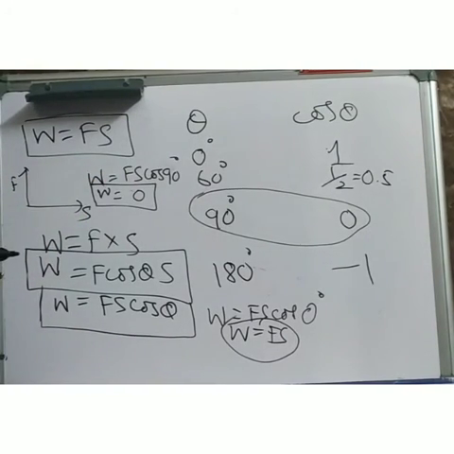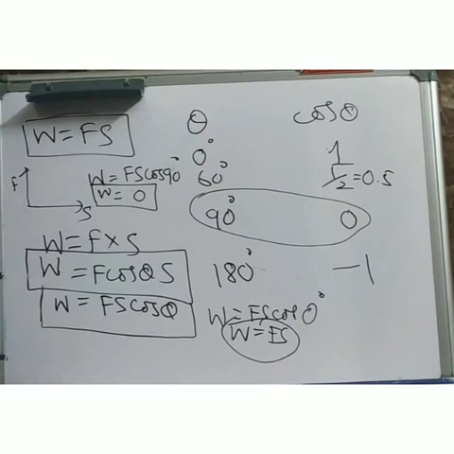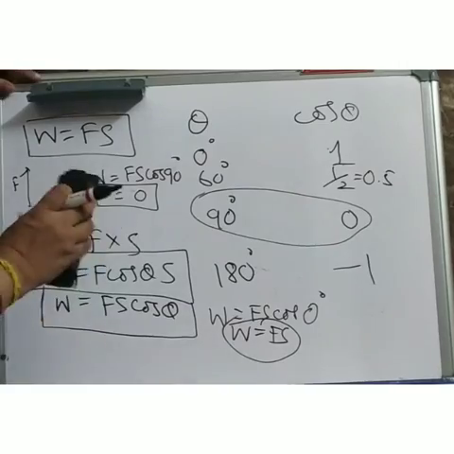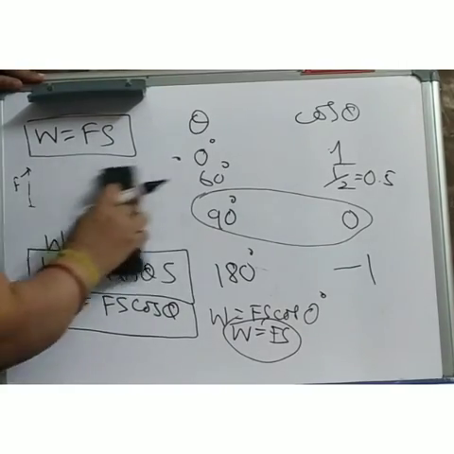Now is it clear mathematically also? So this is the case of angle 90. W is equal to 0.